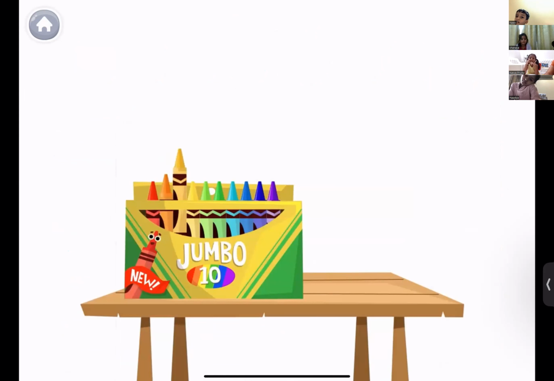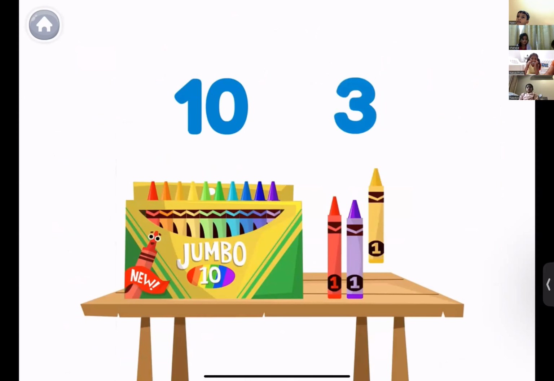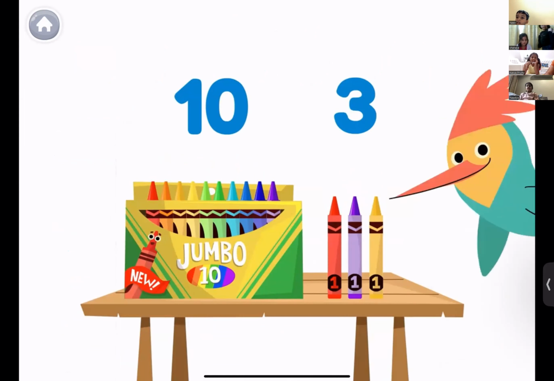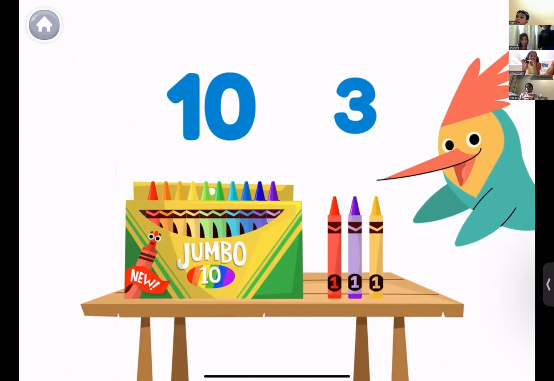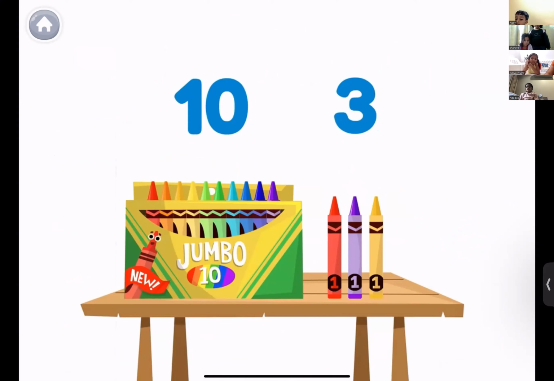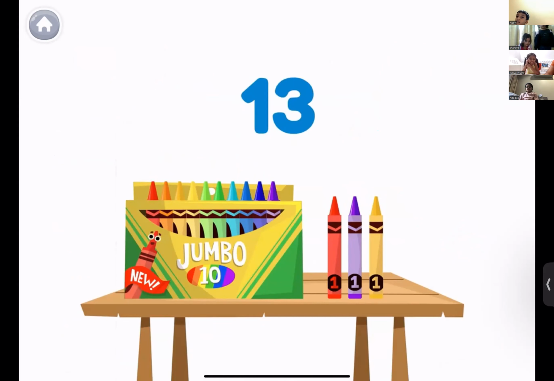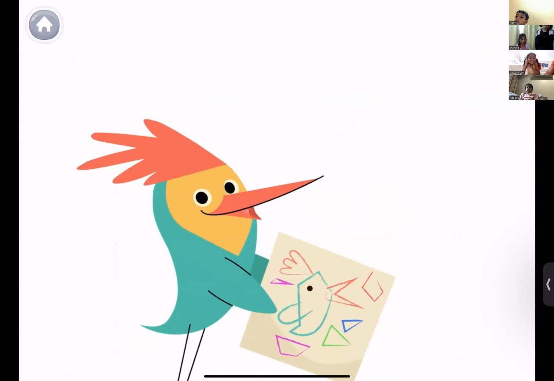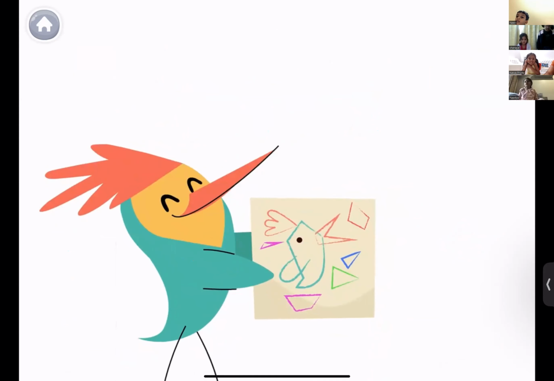This is 1 box of 10 crayons. And I have 3 more here. How many crayons are there altogether? 10 and 3 is? There is 1 pack of 10 and 3 extra crayons. There are 13 altogether. Okay. So let's play the game, okay?